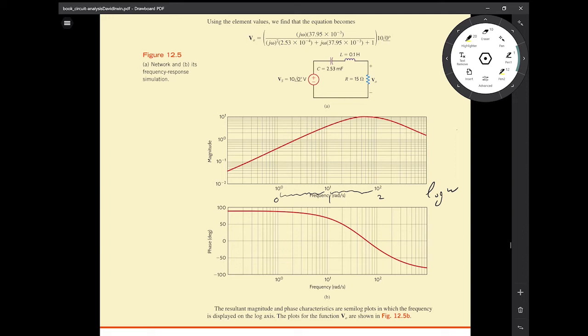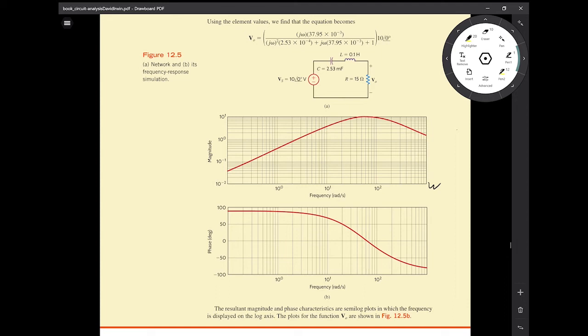So it's traditional to label the ticks on the semi-log axis. Although this is log omega, we could say the x-axis is log omega, and this would be just 0, 1, 2. But it's traditional to just say this is omega, and represent the semi-log nature of the x-axis by writing 10 to the power 0, 10 to the power 1, 10 to the power 2, and so on and so forth, right?